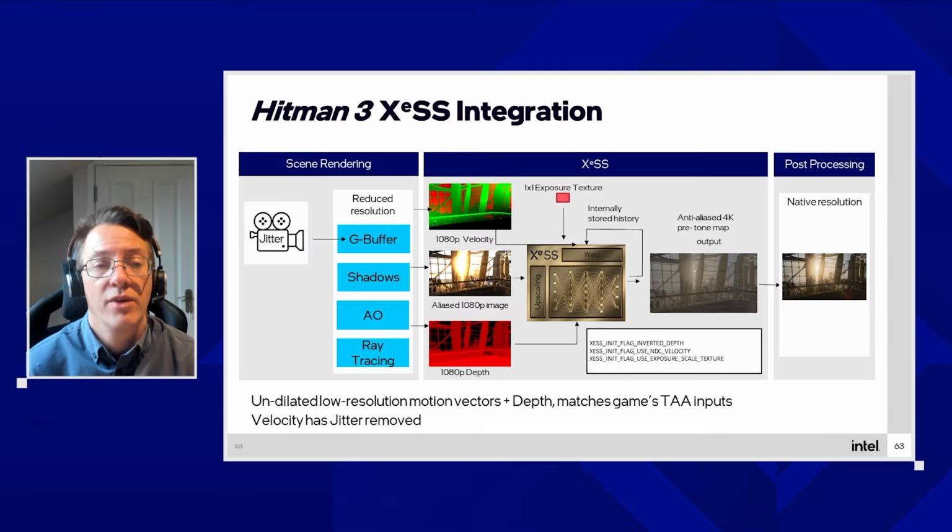Looking at Hitman 3's XeSS integration from a slightly different point of view, you can see here the scene rendering with the jitter applied to the G buffer is done at reduced resolution. Likewise, we can also reduce the resolution of the shadows. We save on things like screen space ambient occlusion, which is done at the lower resolution. Our ray tracing costs, all of which generate our final 3 textures that we pass into XeSS, being our low resolution velocity, depth and image. With the exposure texture applied, XeSS then upscales to give us our pre-tone mapped 4K image that we can then pass through the rest of the post-processing stage.